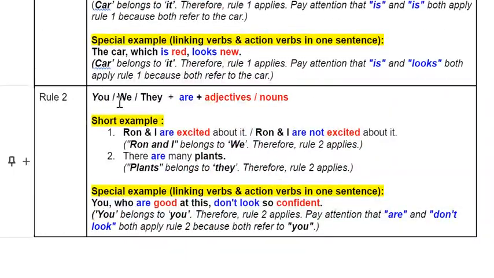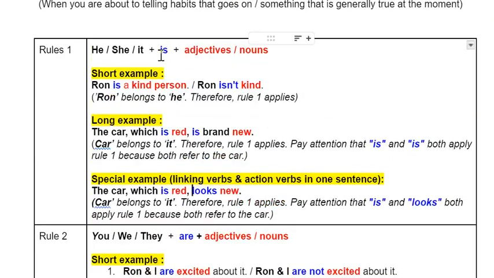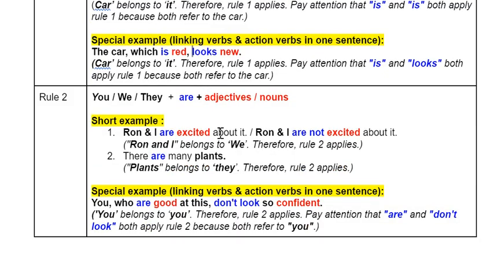Okay? Alright, rule number two, if the subject is you, we, or they, plus are, plus adjective or noun. So for your information, the linking verb used for a singular subject is is. The linking verb used for a plural subject is are. Okay, Ron and I, two subjects. That's why we're using are. Ron and I are excited about it. Or Ron and I are not excited about it. Okay, there are many plants. More than one. There are, not there is.